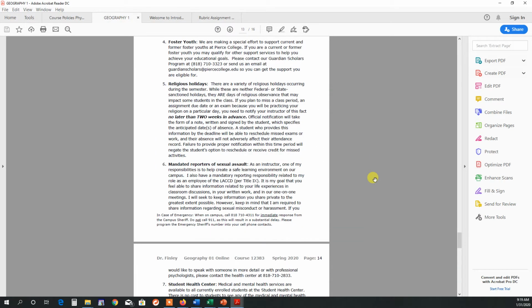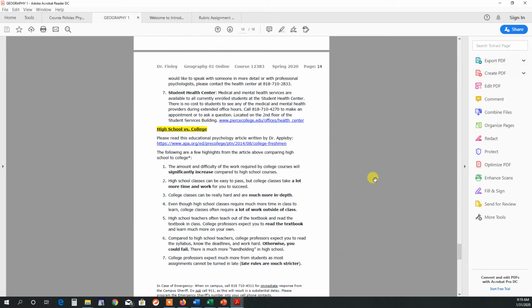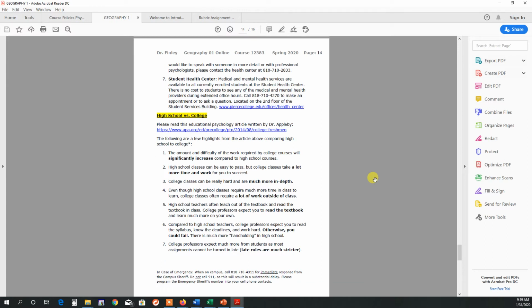So look at that. And then, because I have a lot of students that are coming directly from high school, or maybe it's been a long time since you've taken a class and the last class you took was in high school, there are differences between high school and college. So based off of an educational psychology article written by Dr. Appleby, there are definite distinctions. And one of the things that I think surprises students is that a lot of the learning in college is done outside of the class. And there's a lot less hand-holding.